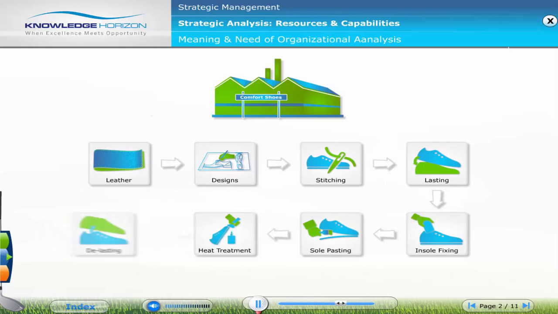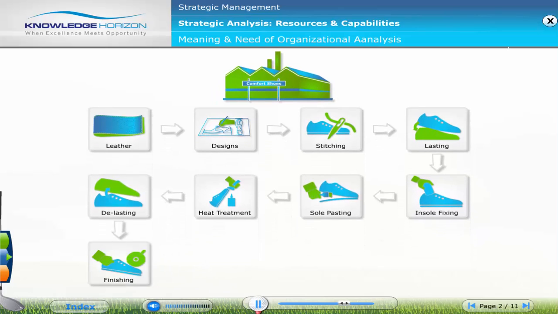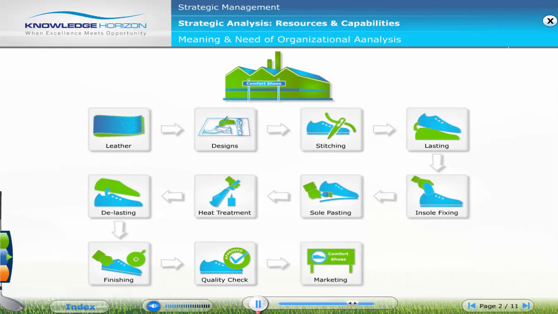Heat treatment and delasting follow afterwards. Then comes the step of finishing and final quality check. Subsequently the shoes are packed and delivered. However, the actual work of Umford Shoes does not end here. It has to market the shoes and also provide after-sales services.